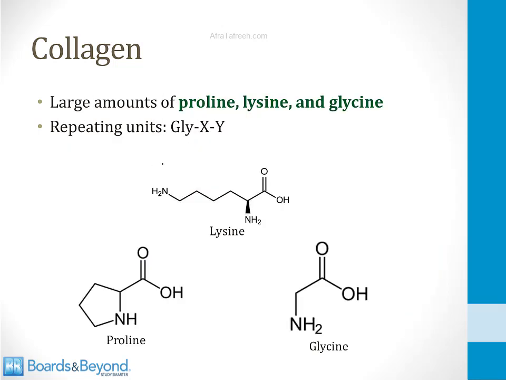Collagen contains large amounts of three amino acids, proline, lysine, and glycine. These are their structures shown on the screen here. It's often made up of repeating units of a glycine amino acid followed by two others. The two others may be proline, or they could be lysine, or they could be some other amino acid. So what this means is much of the collagen is made up of glycine, less of it is made up of other amino acids, but among those other amino acids, proline and lysine are very common.